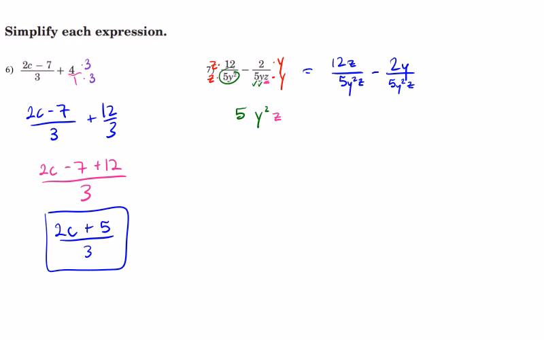So now we have these denominators matching up, right? So now we can just combine the numerators. This time we're subtracting, so it's going to be 12z minus 2y all over, the denominator is going to be 5y squared z.